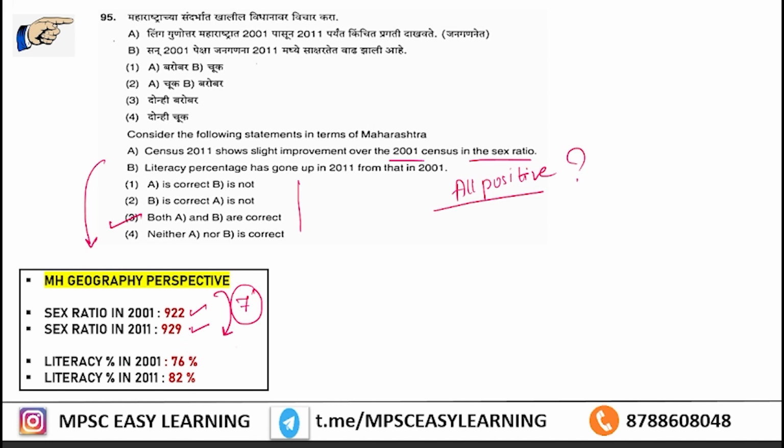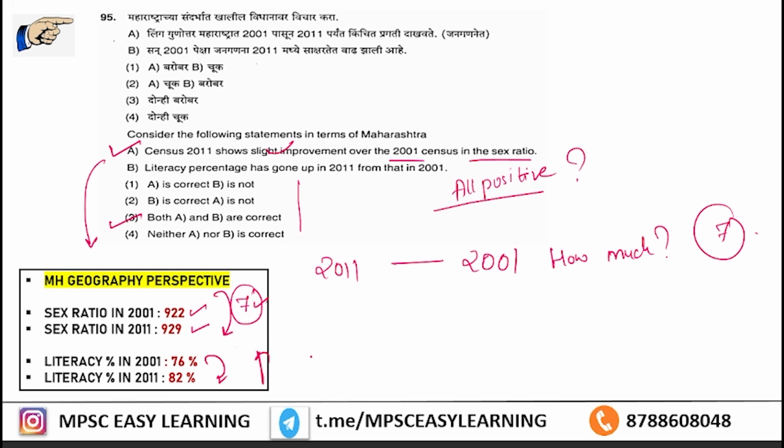Here you know what? They have asked this as well. They asked कि 2011 के sex ratio में और 2001 के sex ratio में महाराष्ट्र how much difference is there? ऐसे टाइप के क्वेश्चन भी बनते हैं. So here your answer is 7. So this is right. हाँ, slight improvement तो है. Second, literacy percentage has gone up. 76 से 82 gone up. So yeah, this is also right. So this makes both our option correct.